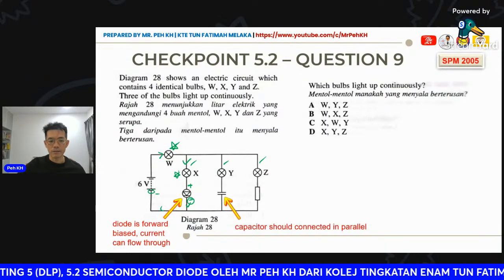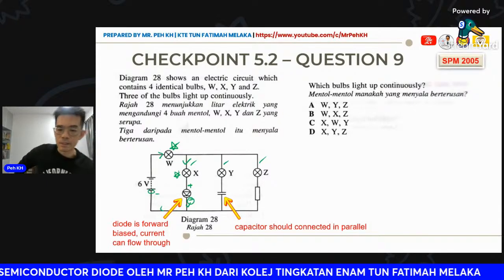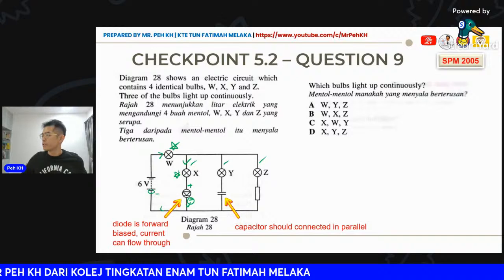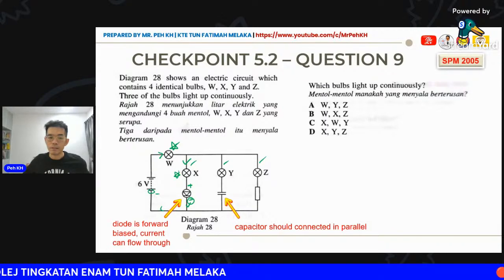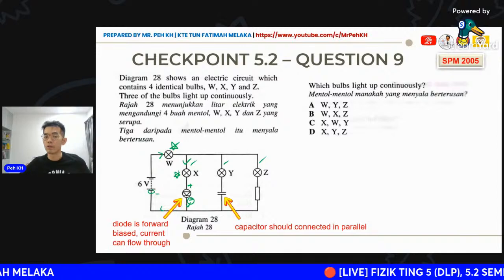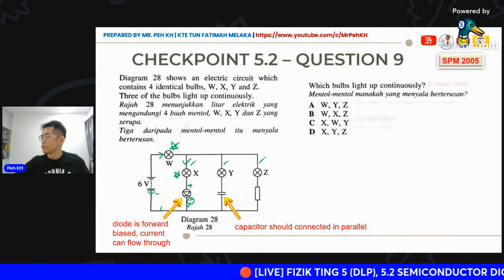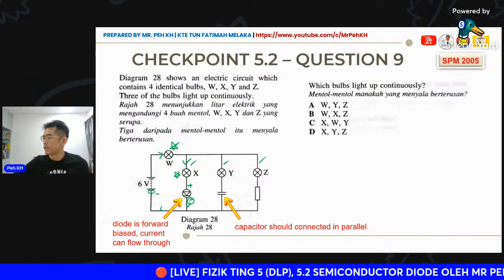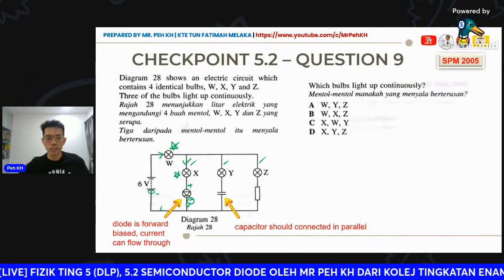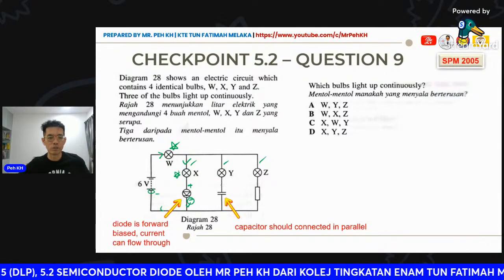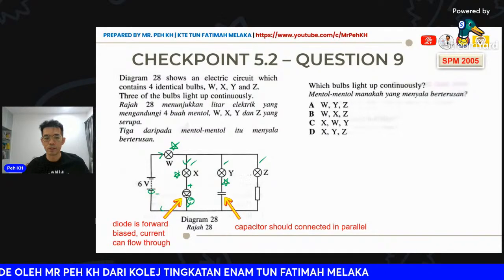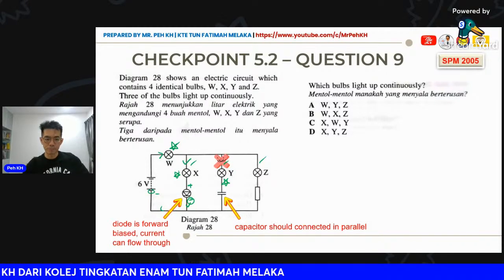Then for the second, this is a capacitor. As mentioned just now, the capacitor should be connected in parallel, but here it is in series. So the answer from Jimmy is A. Let us see together whether it's A. Actually, here the current is not able to flow through because the capacitor should be connected in parallel. So this bulb will not light up.